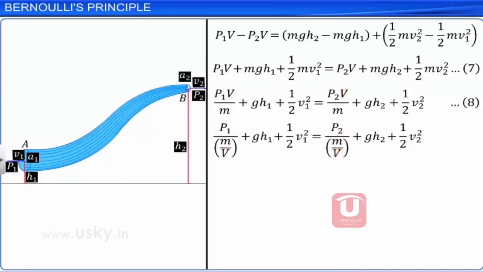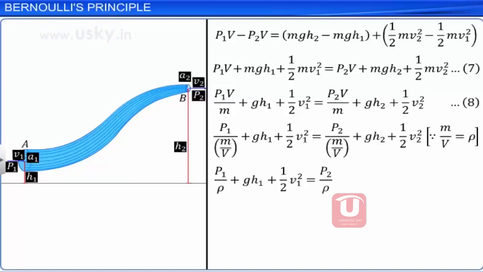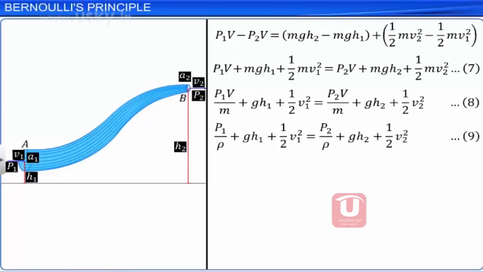As the ratio of mass m to volume V is equal to density ρ, the equation now becomes P1 by ρ plus gh1 plus half V1 square is equal to P2 by ρ plus gh2 plus half V2 square. This relationship holds good at any point in a streamlined flow. Thus, we can say P by ρ plus gh plus half V square is constant across all points in a streamlined flow.